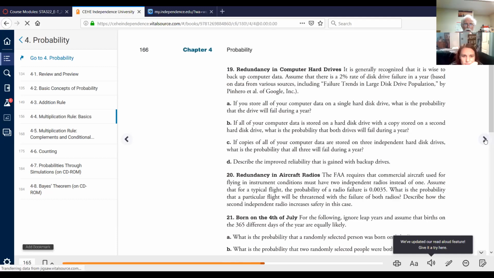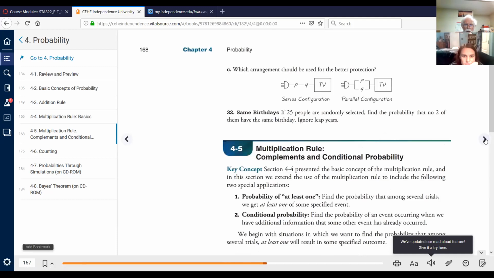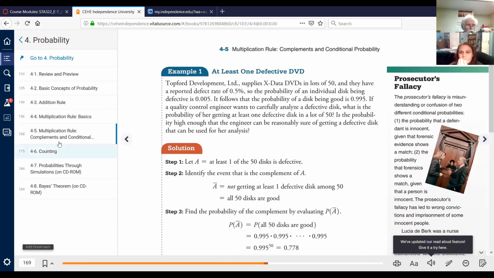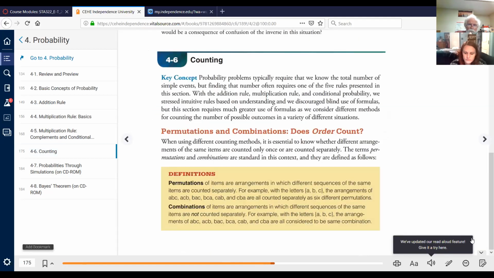We want to get quickly to counting. Let's go here. Permutations and combinations. You've looked at the Khan Academy video, so you've covered some of this.